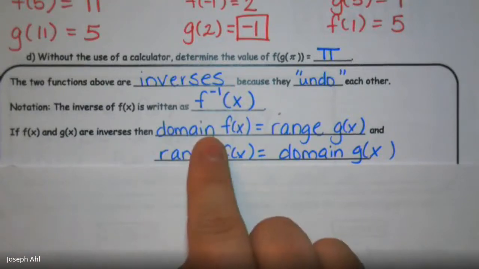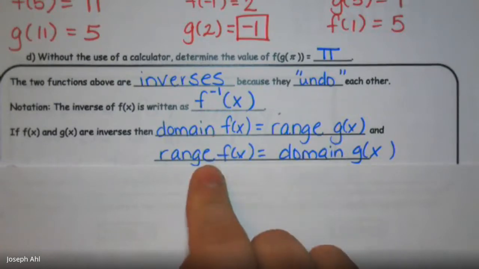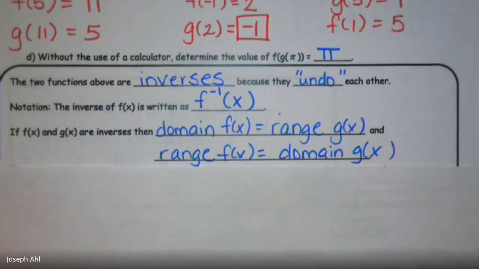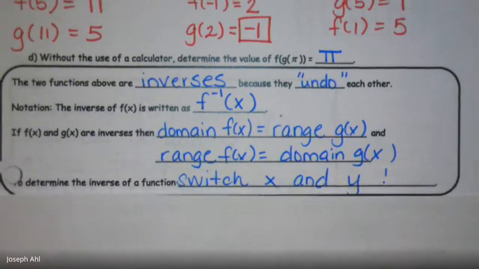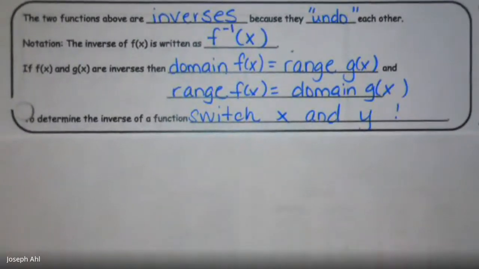Well, the domain, which is the x values, become the y values of the inverse, and the y values of the function become the x values of the inverse. So, sounds to me like we better switch x and y. And that's the whole key idea, is that to determine the inverse of a function, we're going to go ahead and switch x and y.